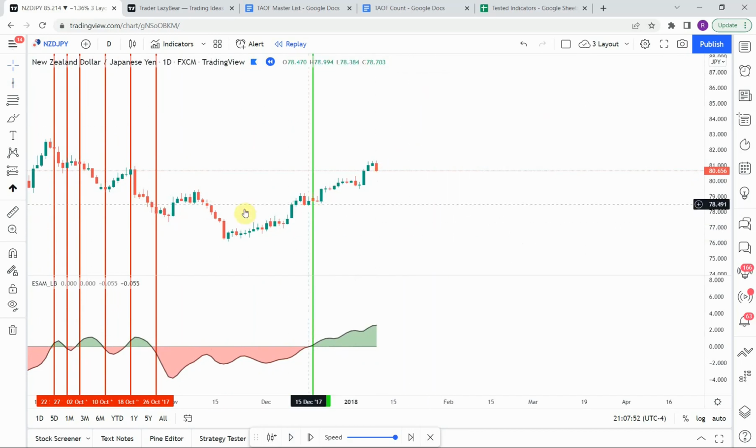All right, then lastly, we get this long right here, jump in on it, nice push to the upside pretty much immediately, and that does get us up there to our take profit. All right, so that's going to put us at the end right there.